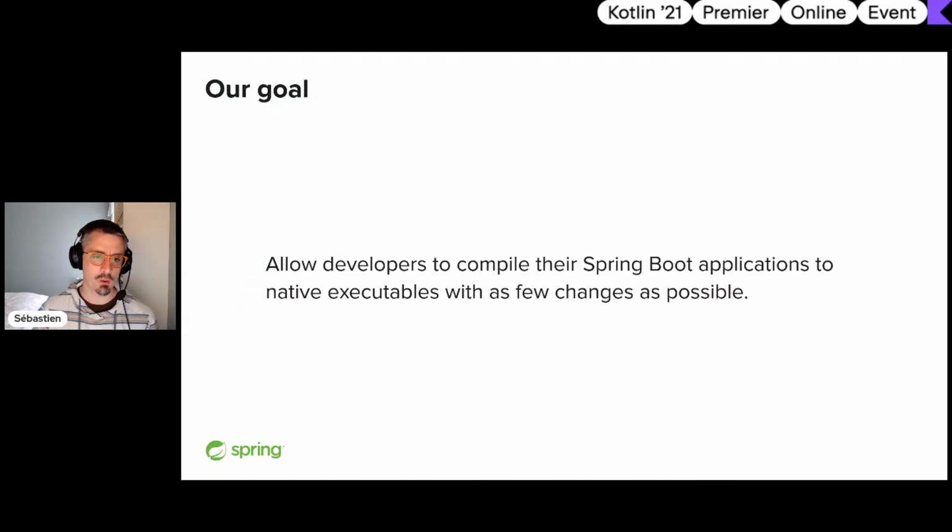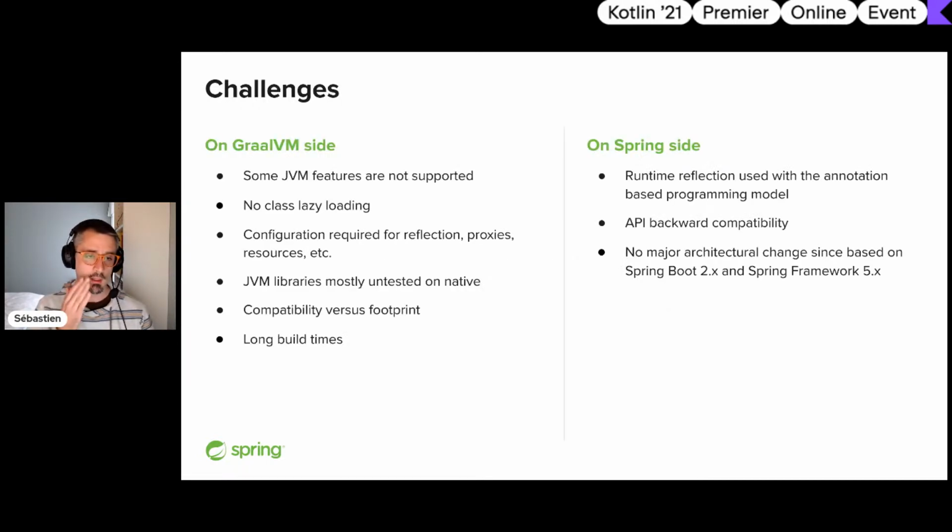So in the Spring team, our goal is to allow developers to compile their Spring Boot applications to native executables with as few changes as possible. There are various challenges. First, on the GraalVM side, GraalVM is a project started, I think, 8 years ago by Oracle. It provides, amongst other things, the capability to compile JVM bytecode to native executable.